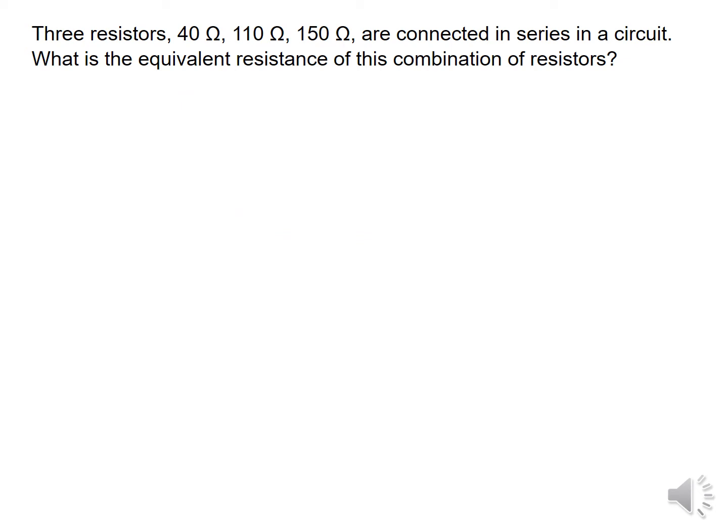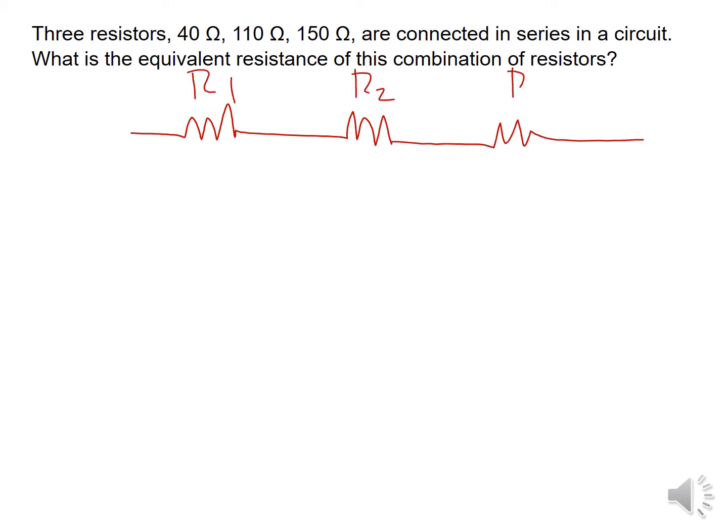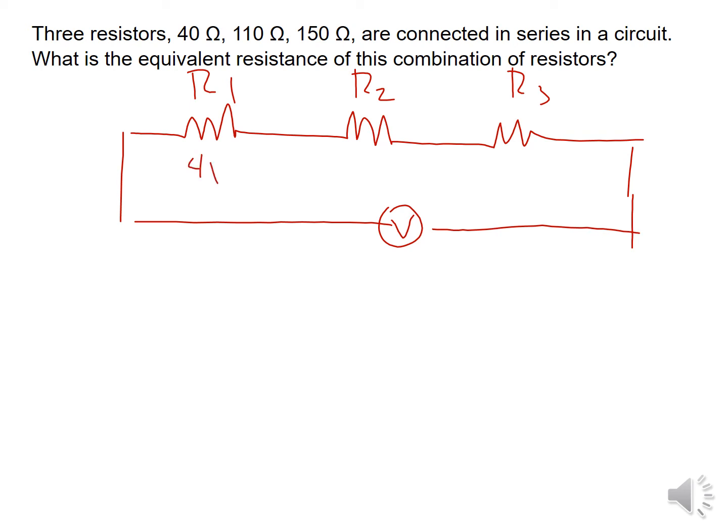Three resistors, 40, 110, and 150 ohms, are connected in series in a circuit. Again, they are connected in series. So we can say that this is R1, R2, and R3. Okay, they are in series. And then so this is 40 ohms, 110 ohms, and 150 ohms.